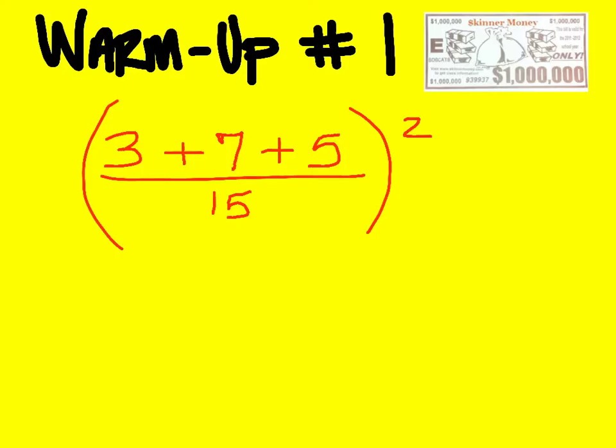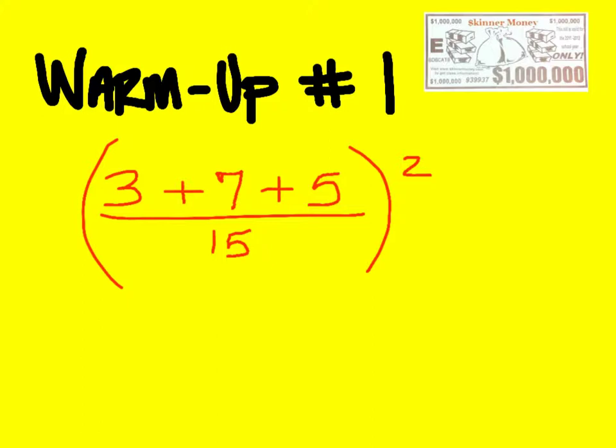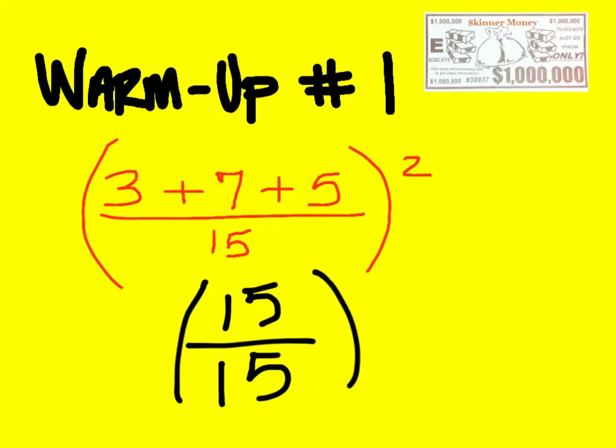Okay, we're on problem number 1. For this one, 3 plus 7 is 10, plus 5 is 15, so 15 over 15 squared. 15 over 15 is 1, and 1 squared is 1.